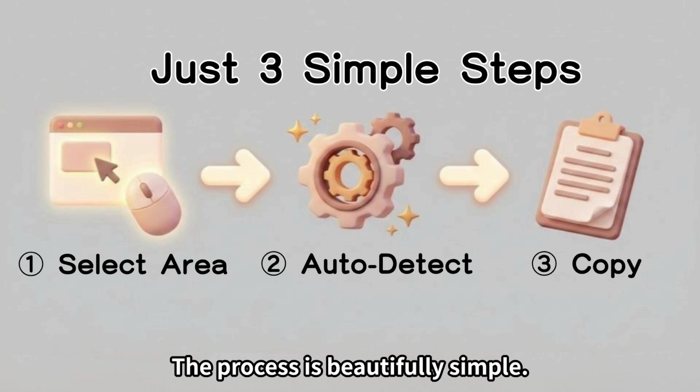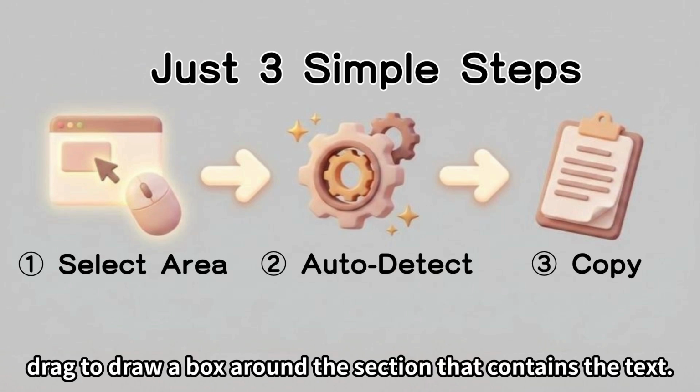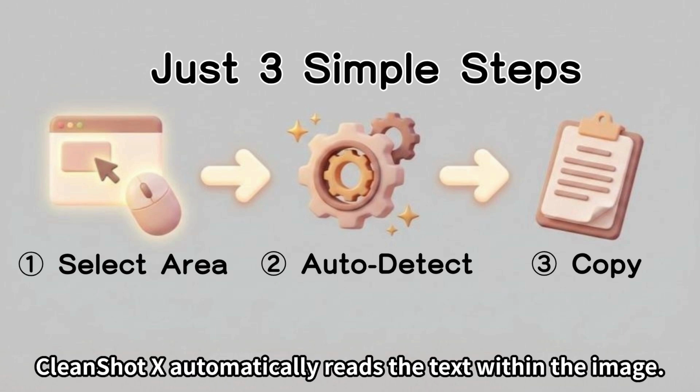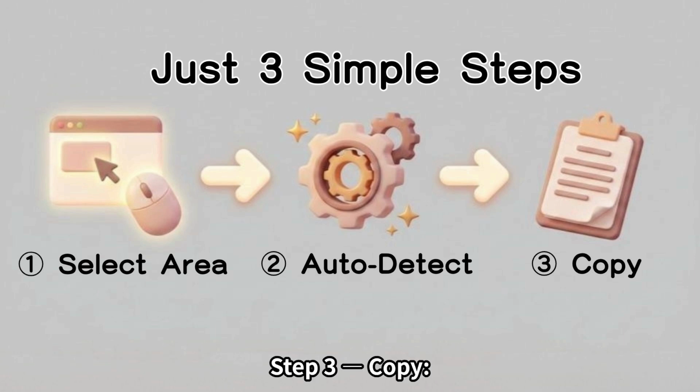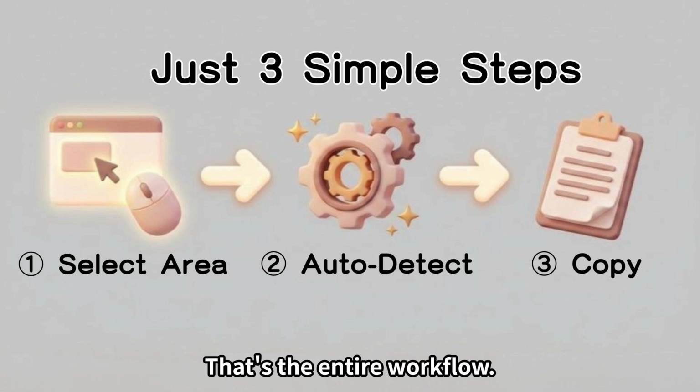The process is beautifully simple. Step 1, select the area. Drag to draw a box around the section that contains the text. Step 2, auto-detect. CleanShot X automatically reads the text within the image. Step 3, copy. The recognized text is immediately copied to your clipboard. That's the entire workflow.